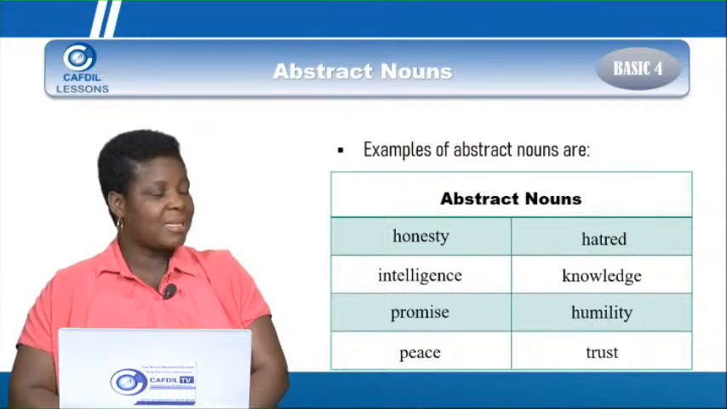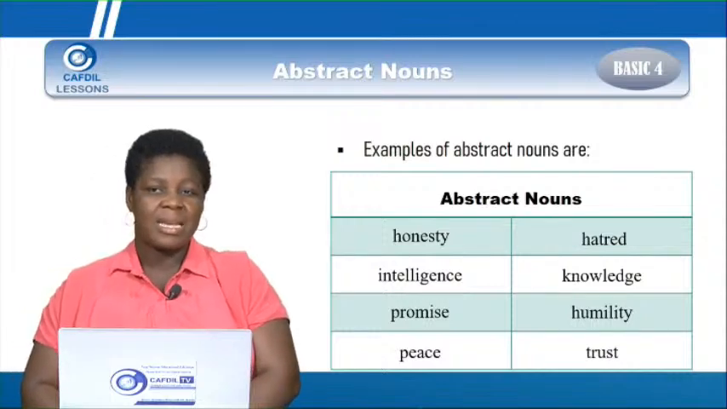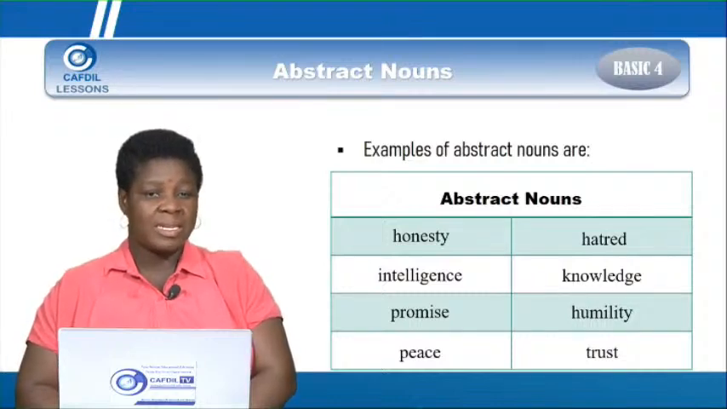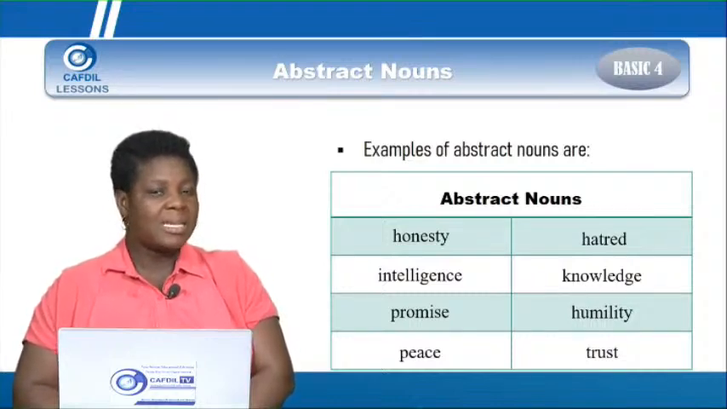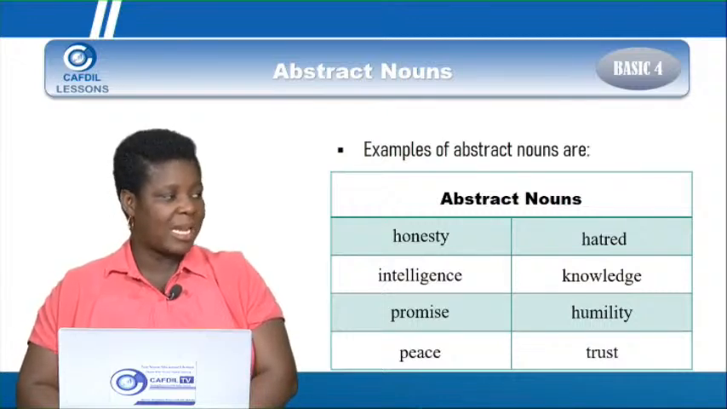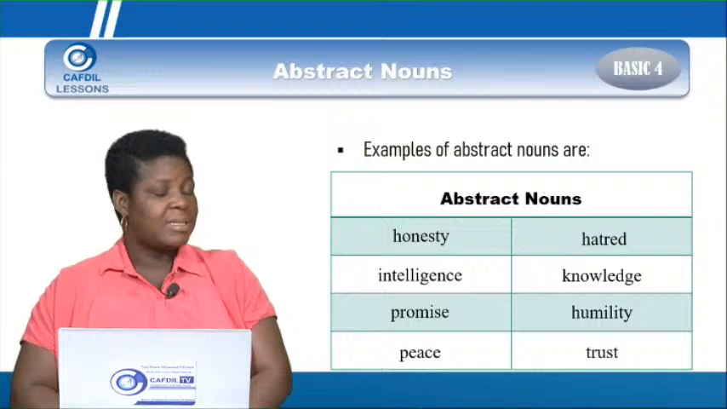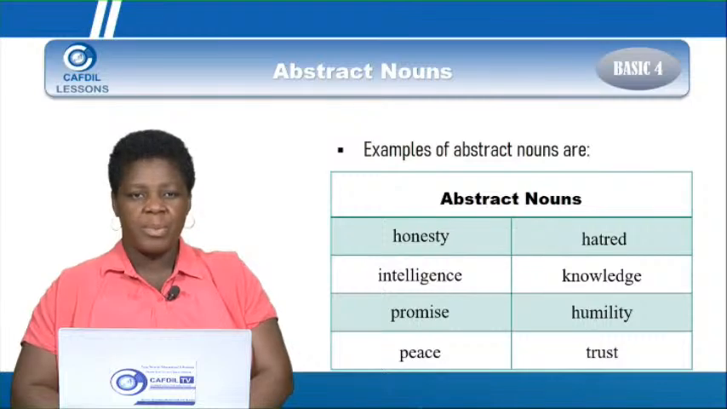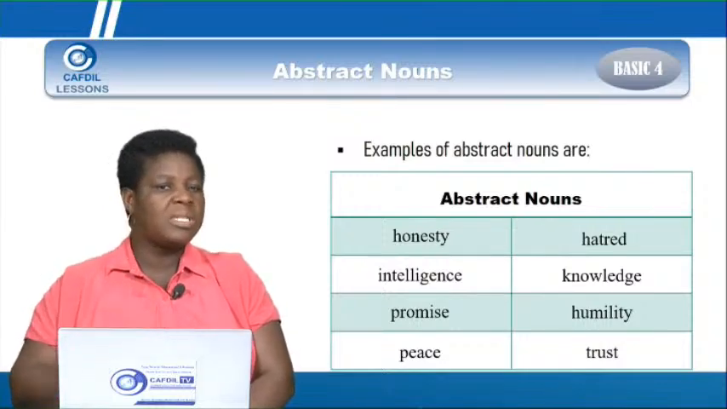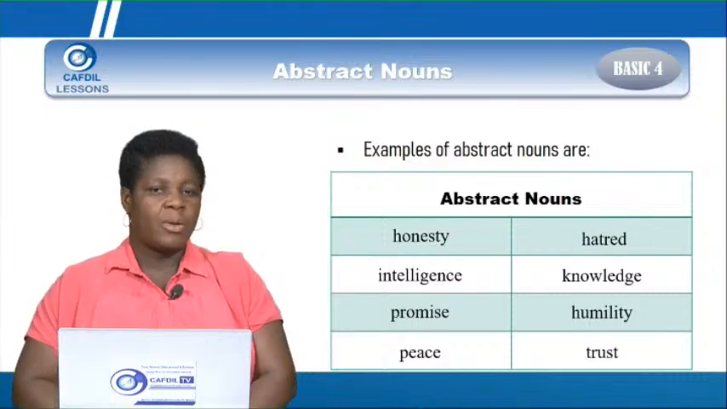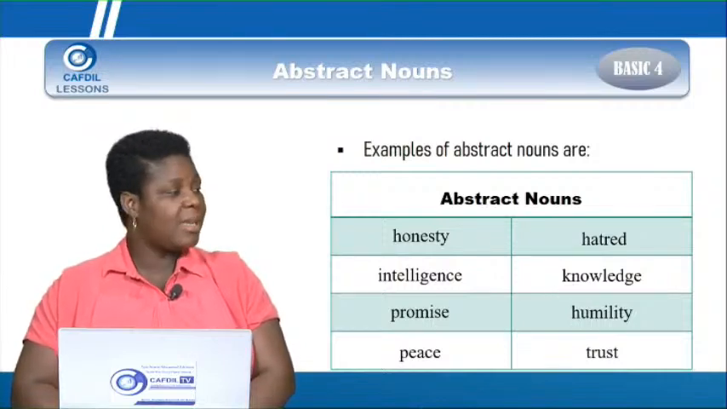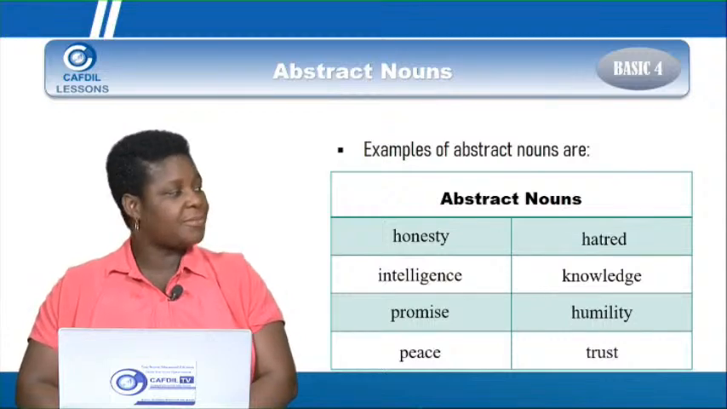They are the things that cannot be seen, heard, touched, or felt. You cannot see honesty. If someone is honest, you cannot see it. Intelligence is something that you cannot touch. Promise. Someone can promise to give you something, but you cannot see the promise so that you can hold or smell it or touch it. Peace. Same as hatred, knowledge, humility, and then trust.